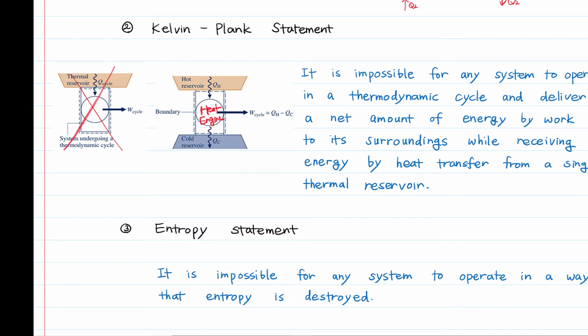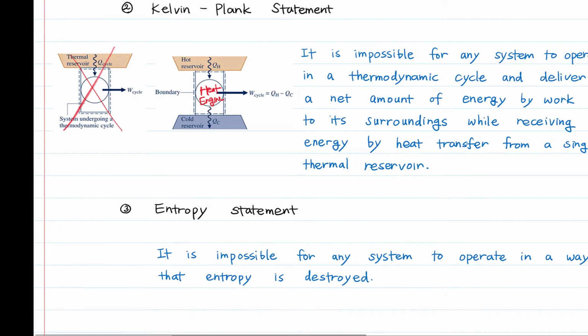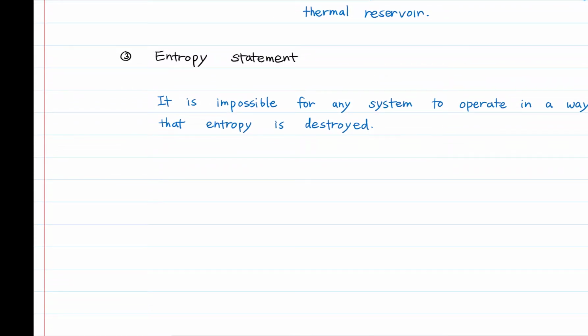Also, the two statements appear to be different, but they are equivalent in the sense that a violation of either statement implies violation of the other statement. Entropy statement. It is impossible for any system to operate in a way that entropy is destroyed. The entropy of a reversible process remains constant, and the entropy of actual processes always increases. So we will talk more about this later after introducing the concept of entropy.